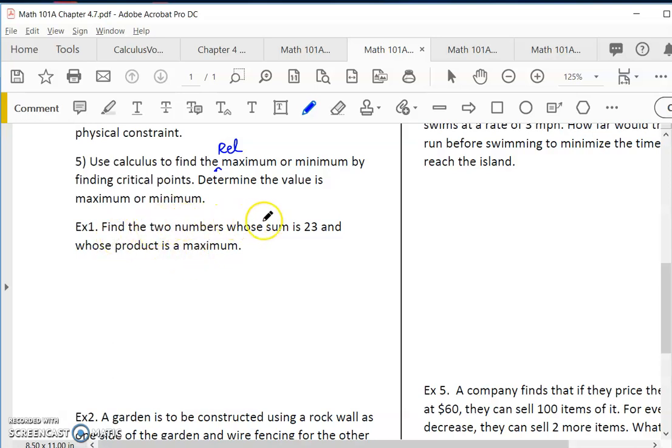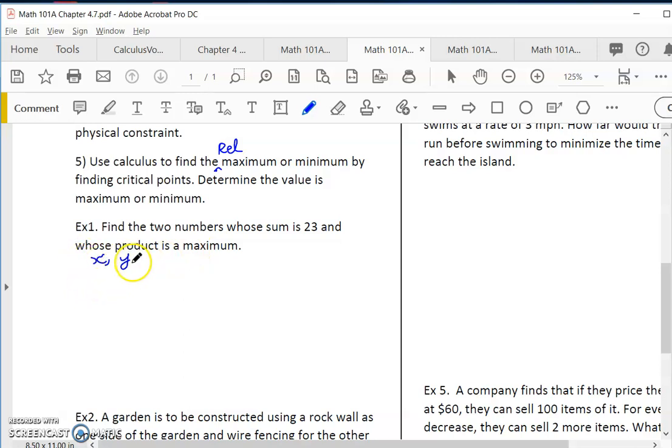Example 1: find two numbers whose sum is 23 and whose product is a maximum. So there's no figure to draw, but we have two numbers. So we say these two numbers are x and y. And the product is a maximum. So the first step is done.